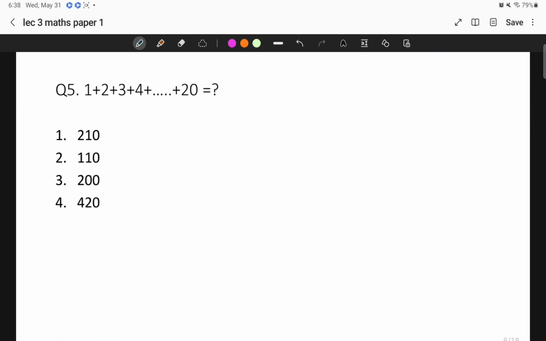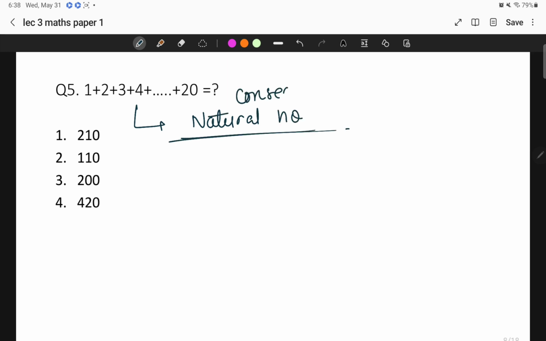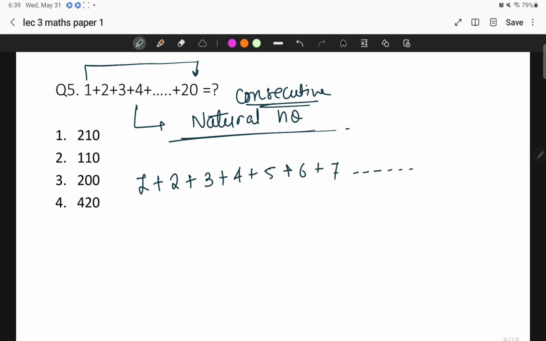Now here we are actually taking the summation of consecutive natural numbers. We know what a consecutive natural number is, numbers coming one after another, and we know natural numbers are the counting numbers that start from 1 up to infinity. So here they have asked us to find the summation from 1 to 20. If we start taking the summation of 1 plus 2 plus 3 plus 4 plus 5 plus 6 plus 7 up to 20, what should the summation be?